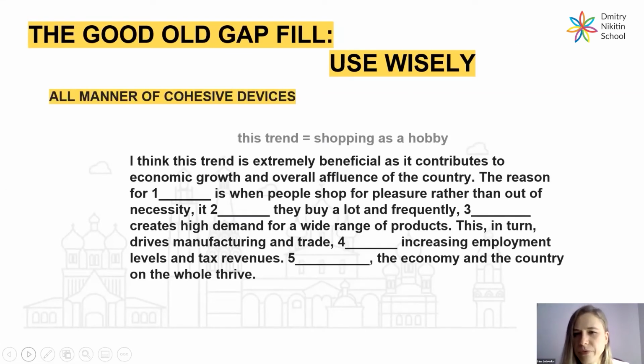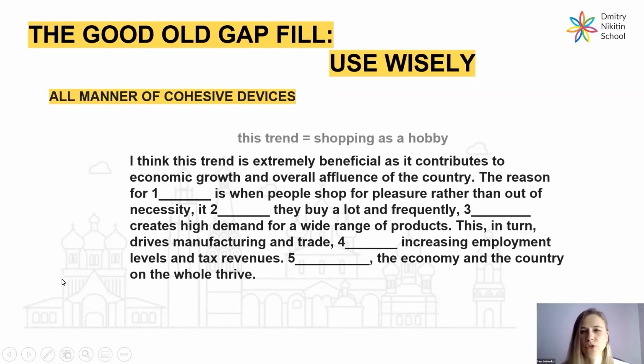Still, the gap fill. Let's keep using it wisely. We can practice all manner of cohesive devices because in course books, cohesive devices is usually just one thing: words like however, moreover, furthermore. You know, cohesive devices are devices that link the text, that glue the text together. But there are many of them, all manner of them, not just one. And this is something I want to show to my students. So here is a paragraph. All manner of cohesive devices. I want you to pause the recording and think about what fits in each gap.